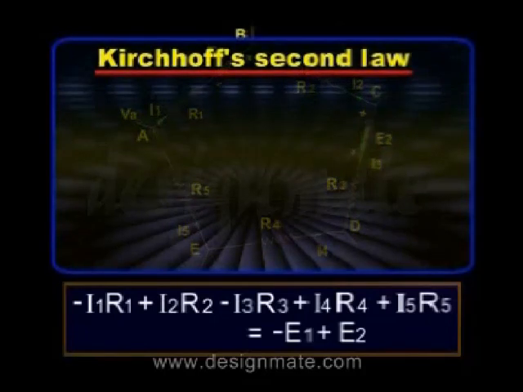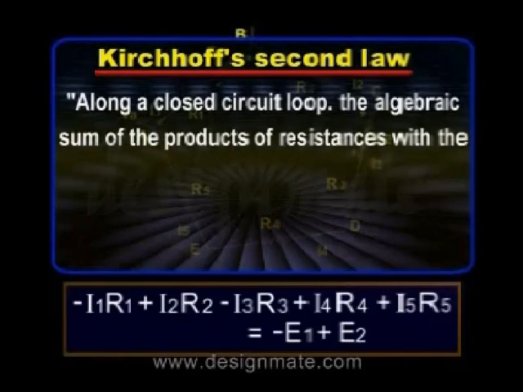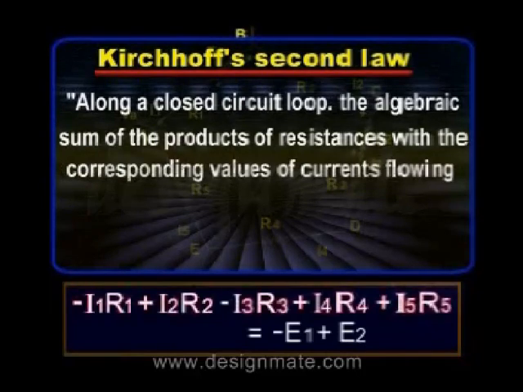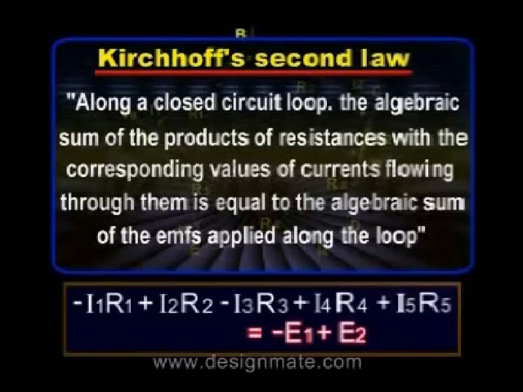This equation tells us that along a closed circuit loop, the algebraic sum of the products of resistances with the corresponding values of currents flowing through them is equal to the algebraic sum of the EMFs applied along the loop. This is the statement of Kirchhoff's second law.